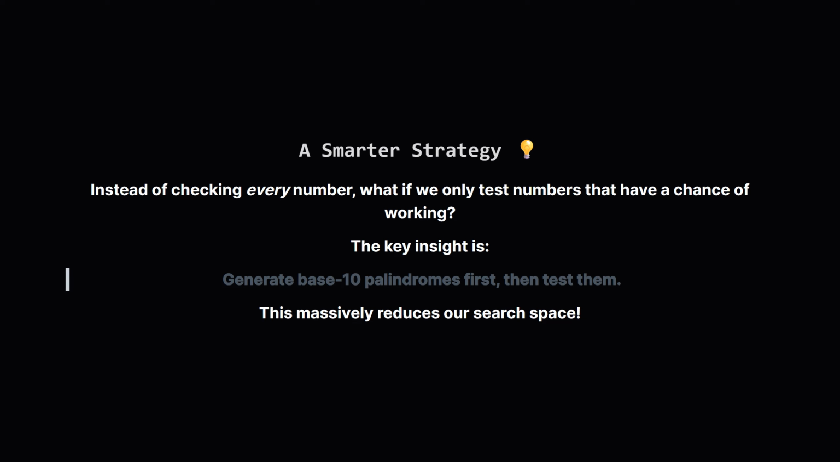So what's the smarter way? Instead of checking every single number, let's flip the logic. Why waste time on numbers like 12, 13, or 14, which we know aren't even palindromes in base 10 to begin with? The aha moment here is to only generate numbers that already pass our first test. Let's create a machine that only spits out base 10 palindromes, like 1, 2, 9, then 11, 22, and so on. Then, we only have to run our second test on these candidates. This is way more efficient because we're skipping all the junk in between.